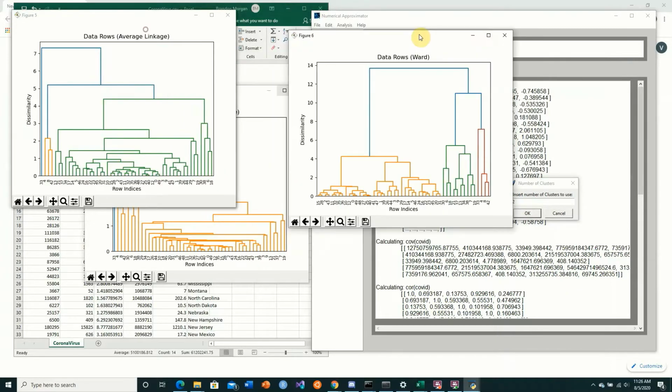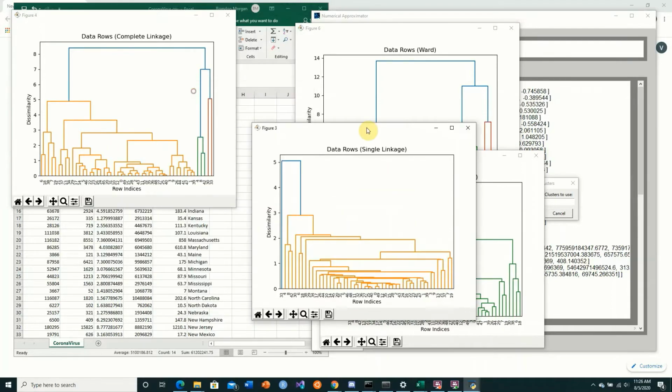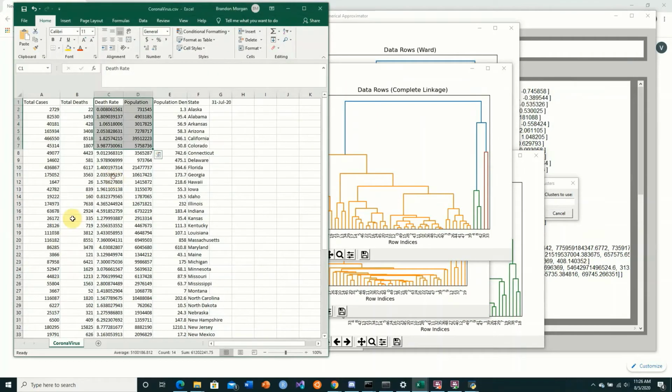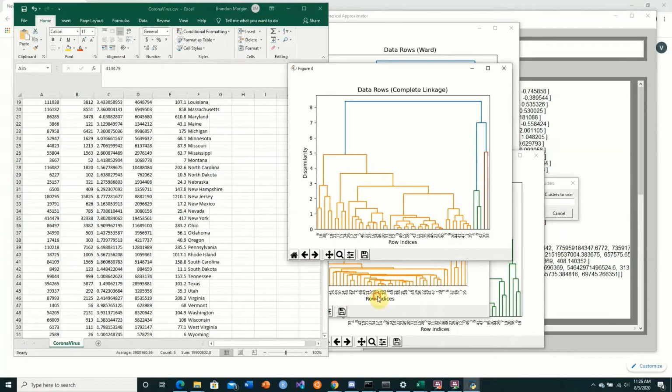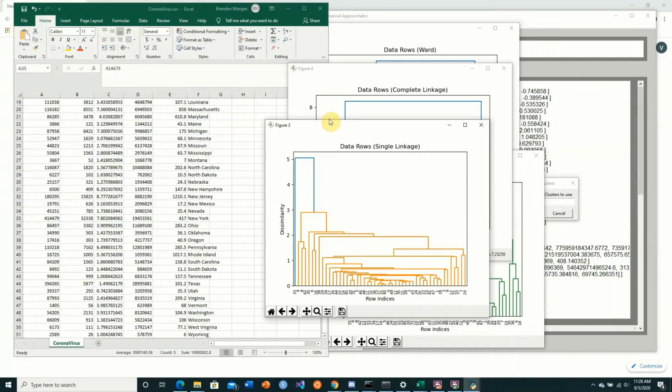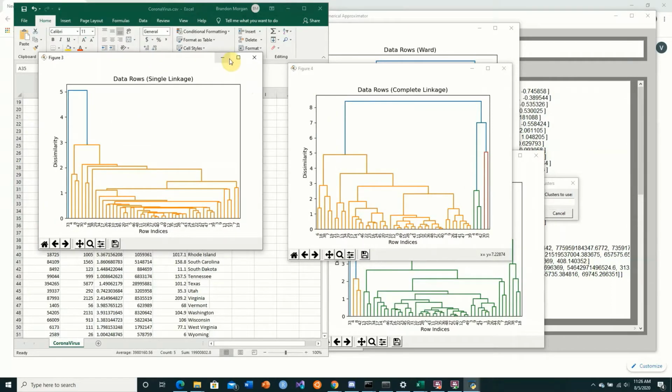So here we have our data. Row index 33, which was 35 on here, was New York. New York has been clustered by itself here in single linkage, probably because, as we said before, its square distance was extremely far out.